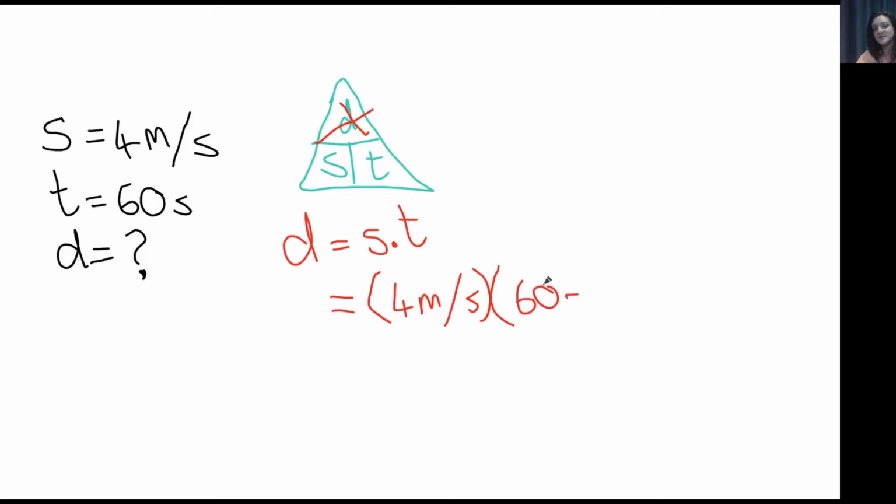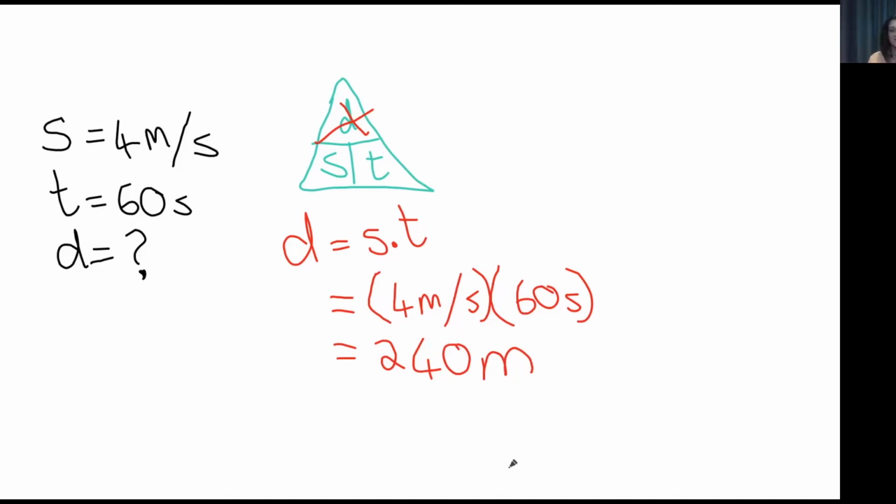And 60 seconds. Now, what will the final answer for this be? We will take 4 multiplied by 6 and then add a 0 at the end. So if you remember primary school math, you will get an answer of 240. And remember what happens to the seconds? They cancel out and we're left with meters. So that's your final answer.